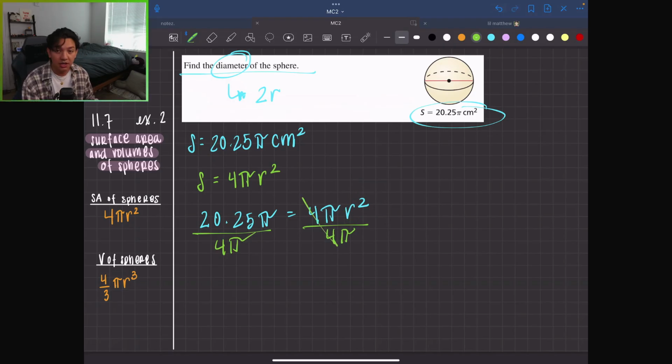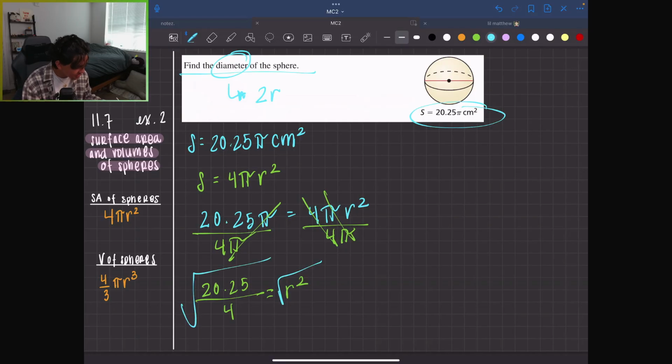So the 4's on the right side equal 1, the pi's equal 1. Over here on the left side of the equation now, our pi's are going to cancel out or equal 1, and then we're left with 20.25 over 4 equals r squared. Okay, so if we want to just find out what the radius is, what can we do to both sides? Let's go ahead and square root both sides.